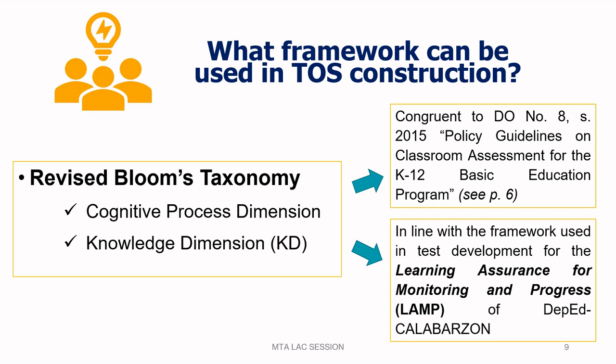This framework might sound common and familiar, I know, but many of us tend to overlook the interplay of two dimensions that are vital in the Revised Bloom's Taxonomy, such as cognitive process dimension and knowledge dimension. More elaborated discussion will be given about these two dimensions later on.